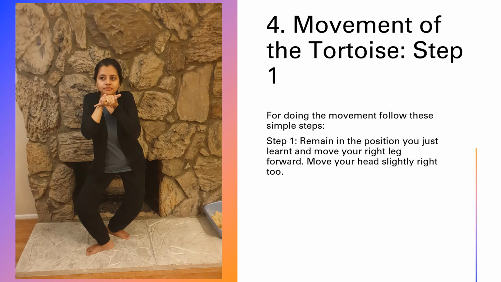Now we come to the last part, that is the movement of the tortoise. It has two steps. Step one is remain in the position that we just learned, and then just move your right leg forward and move your head slightly to the right. Okay. And just remember that you need to be very slow about it. You can see in the image I have moved my right leg a teeny bit forward and my head has turned right a little bit.